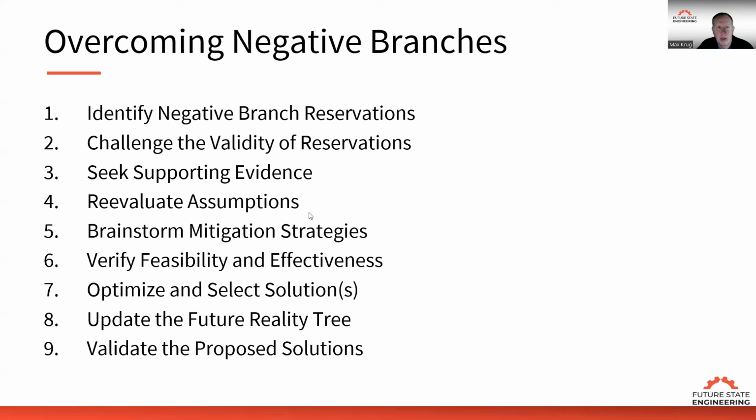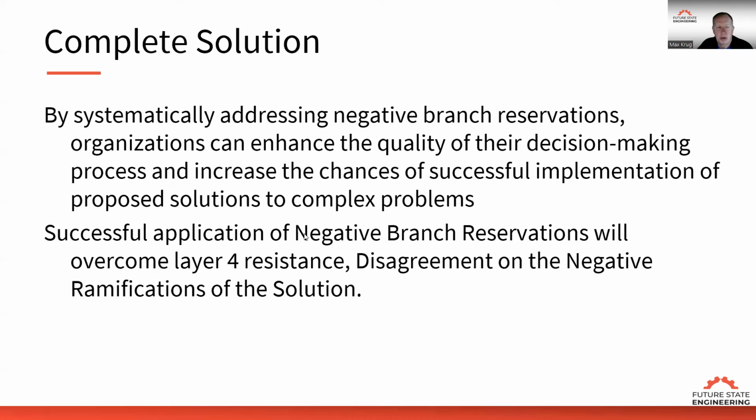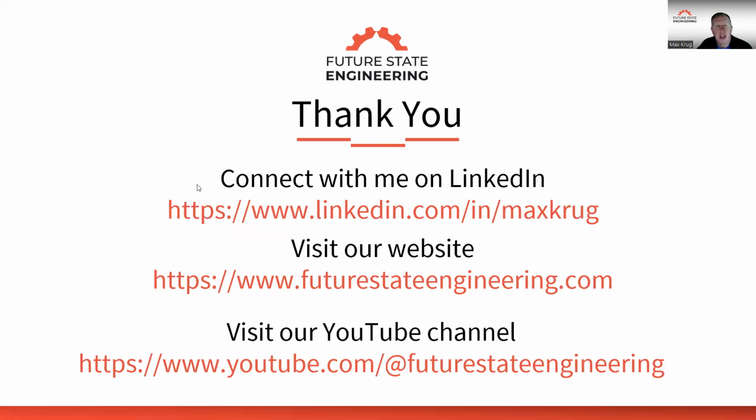In order to be a complete solution, you need to systematically address the negative branch reservations. That'll enhance the organization's ability to make better decisions and to increase the chances of successful implementation of proposed solutions to complex problems. Successful application of negative branch reservations will overcome layer 4 resistance, which is disagreement on the negative ramifications of the solution. That's our session for today.